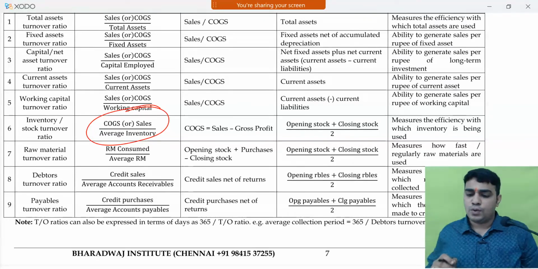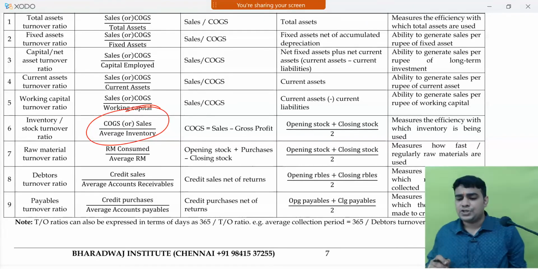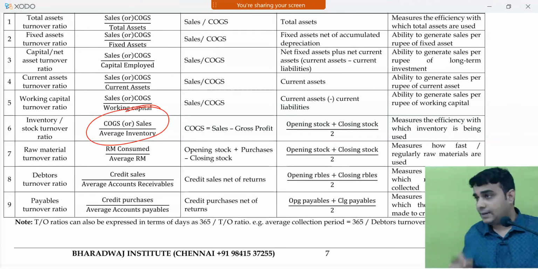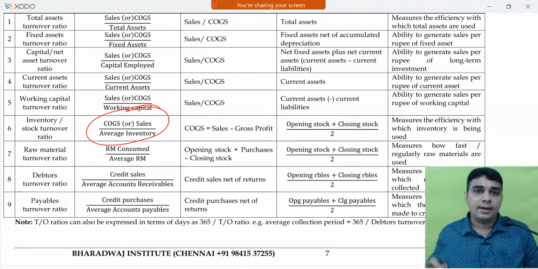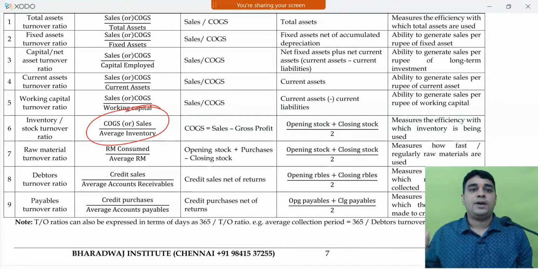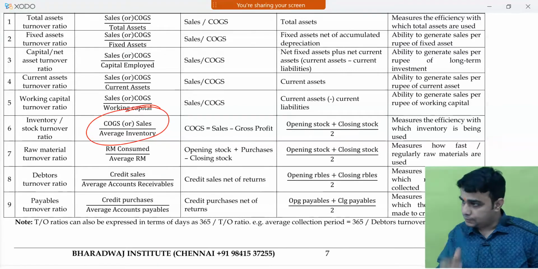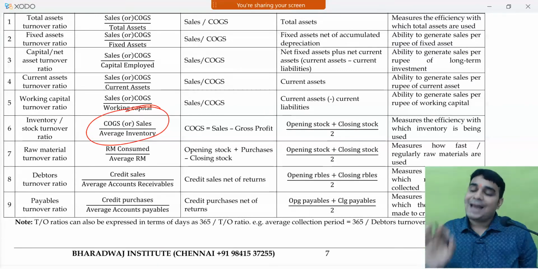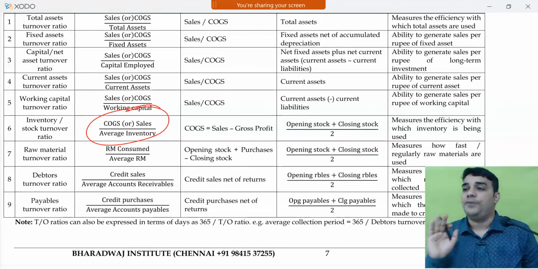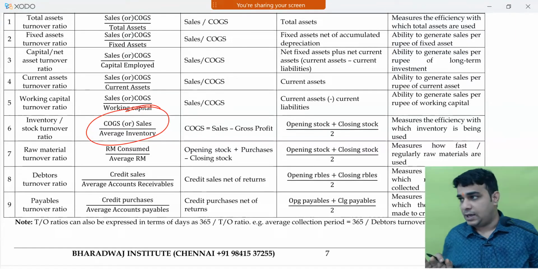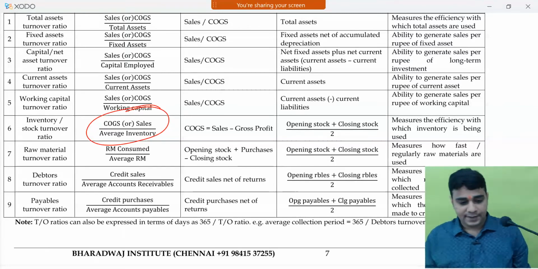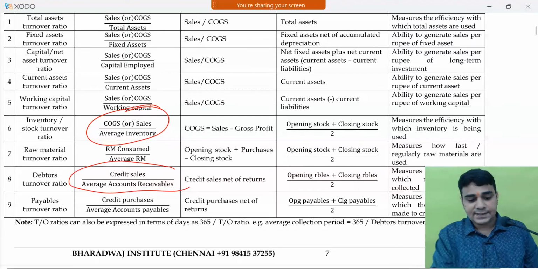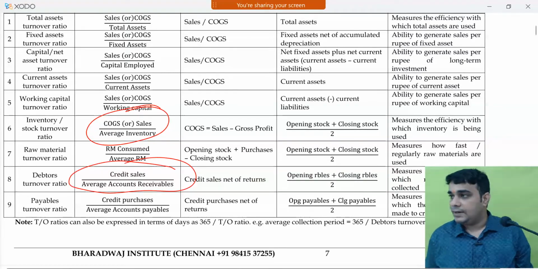And one more rule is, if for any ratio you have one item from P&L and another item from the balance sheet, the balance sheet item has to be the average wherever possible. For example, you see here, credit sales by average accounts receivable, average debtors.